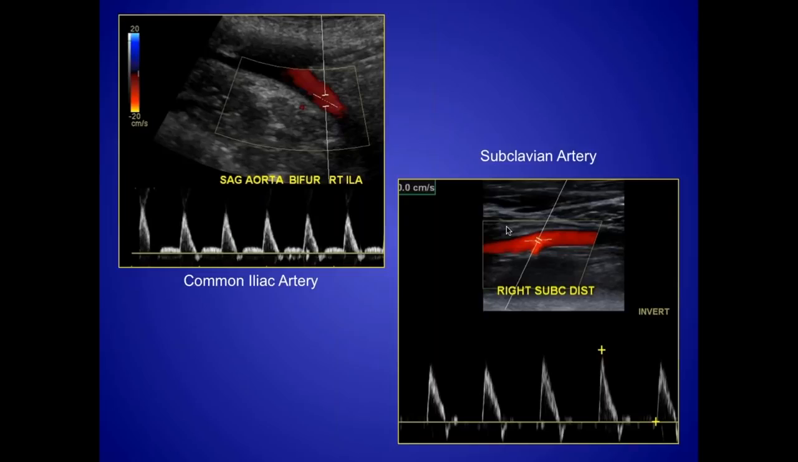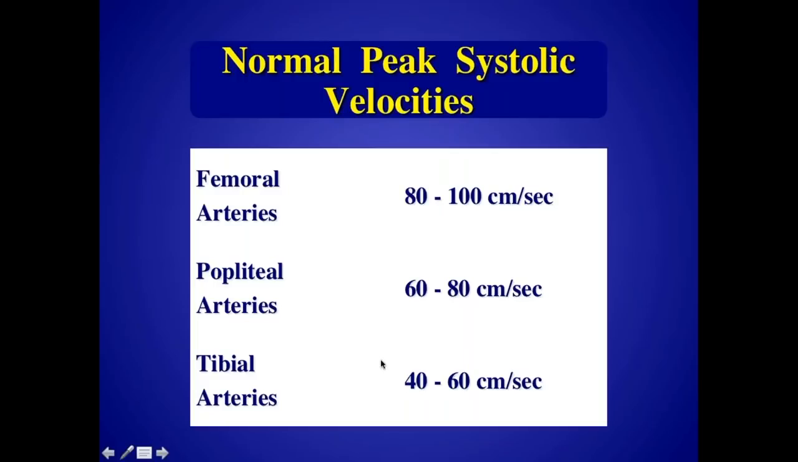Here's an example of a sample from the common iliac artery. And again, notice it is angle corrected to the direction of flow, and we have a triphasic waveform. Note that the peak systolic velocity is about 100 centimeters per second, with a nice clear systolic window. Similarly, we can look at the branches of the upper extremity arteries. Here's a sample taken from the right subclavian artery, and again, it should also be triphasic. Here we see triphasic flow in the normal right subclavian.